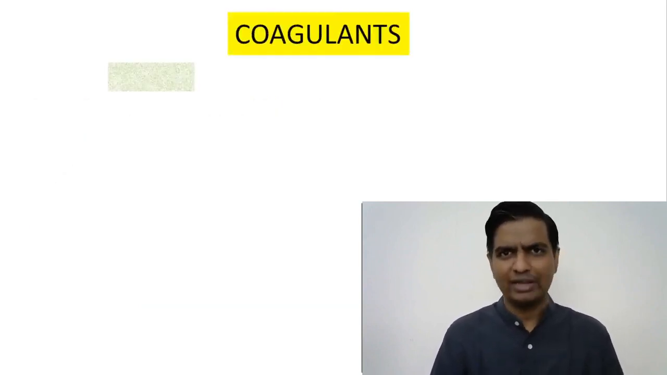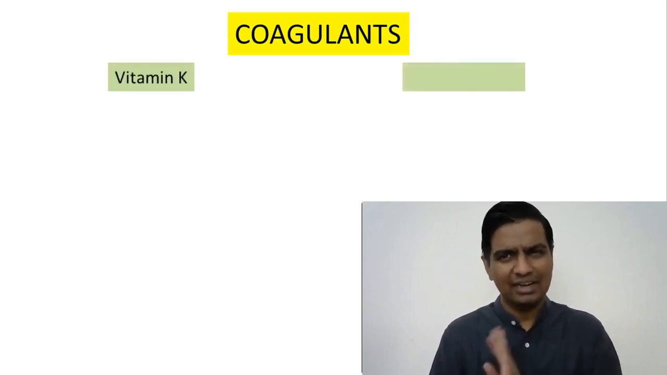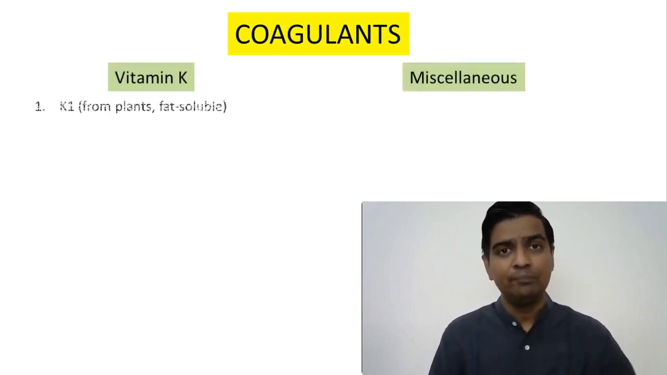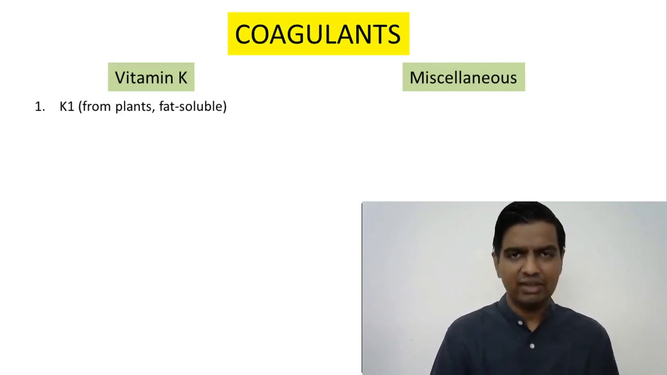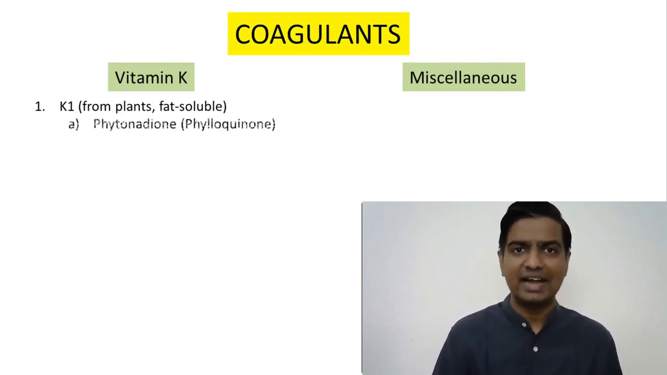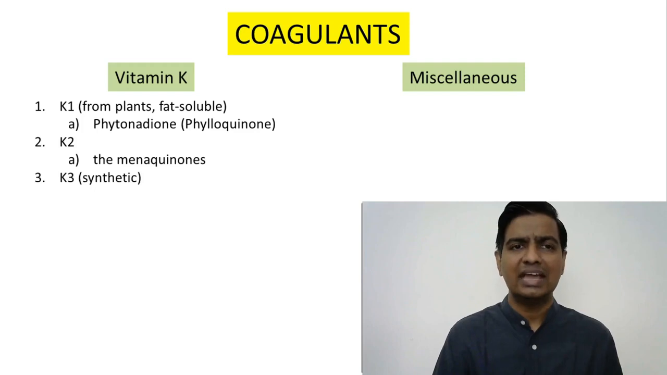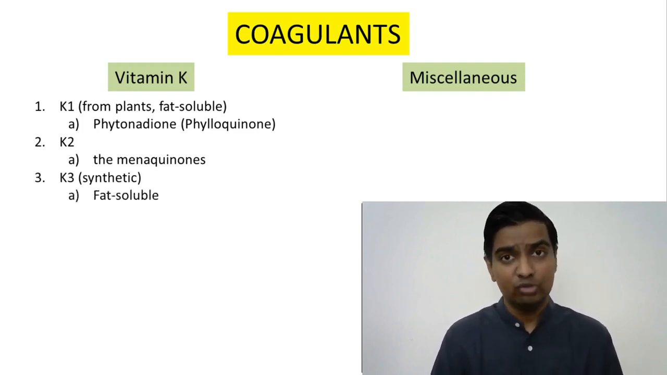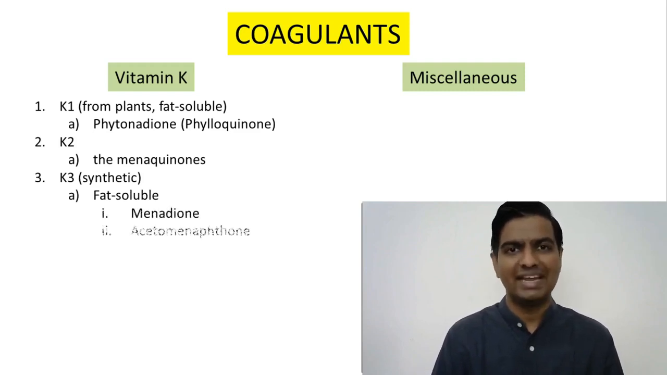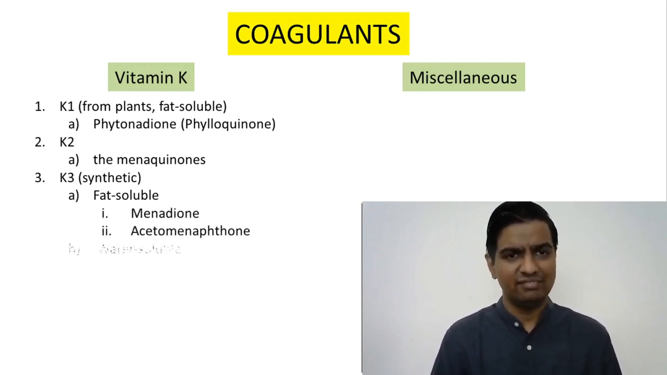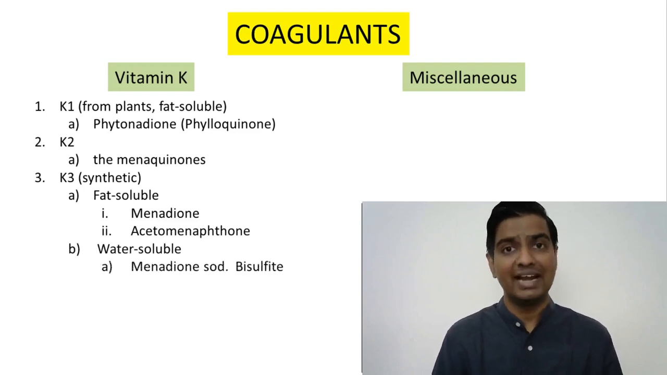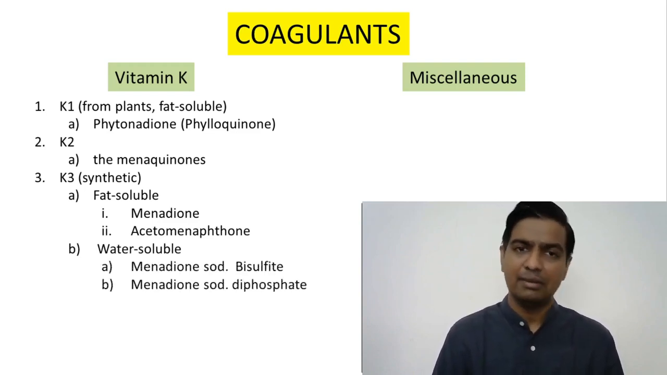There are two types of coagulants that we know of: vitamin K and miscellaneous. Vitamin K is actually of three types. Vitamin K1 comes from plant sources. It is fat soluble and it is also called phytonadione. Vitamin K2 is the menaquinone, and vitamin K3 is the synthetic form of vitamin K. It is available in two formats: fat soluble menadione, acetomenaphthone, and water soluble menadione sodium bisulfite and menadione sodium diphosphate.